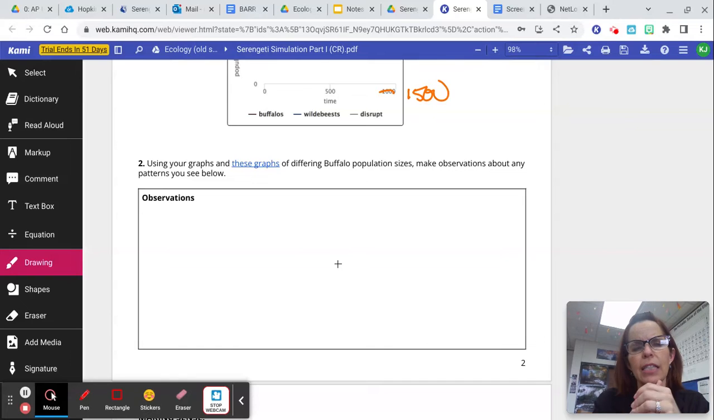So give me 2 sentences here that say something to the effect of, it doesn't matter how many we started with, we end up fluctuating around 40. We end up going up and down around 40. That's our observation. That's our pattern that we're seeing.